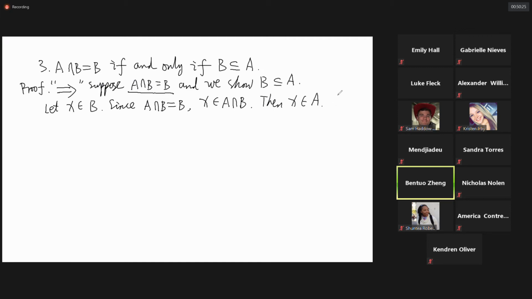All right. So this direction is very easy. So we have B is a subset of A. Okay. This is one. So now let's look at this direction.